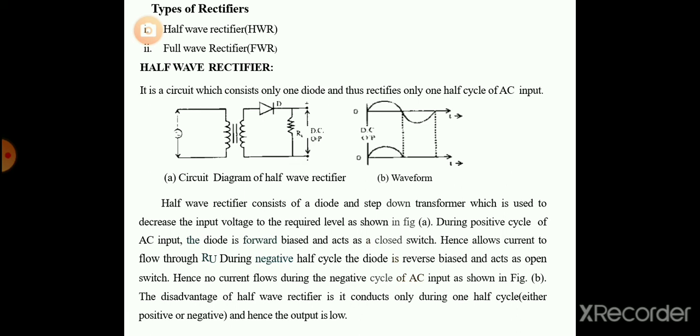At the secondary of the transformer, one end becomes positive and the other end becomes negative. At that time the diode acts like a closed switch, and current flows through the load resistance. During the negative half cycle, the upper end of the transformer will be negative and the bottom will be positive. That time it is the reverse bias condition, and the diode is not conducting. Only for the positive half cycle is the diode conducting, as shown in the figure.